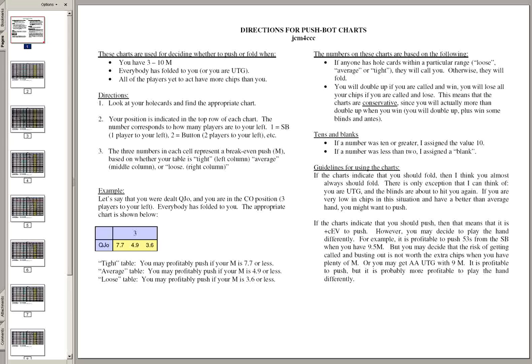One last important piece of information is this chart can only be used when it is folded to you. If anyone has called or raised before you, play changes drastically because someone's shown that they have strength, that they like their hand. So only use this chart when it's folded to you.